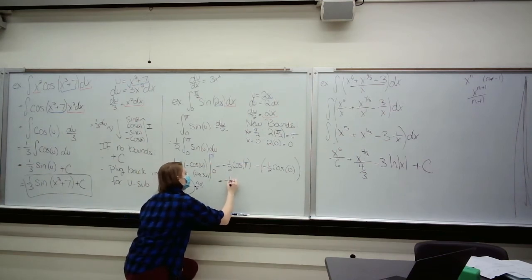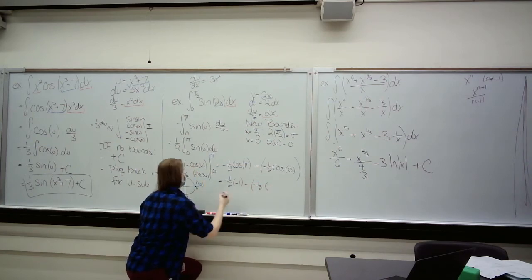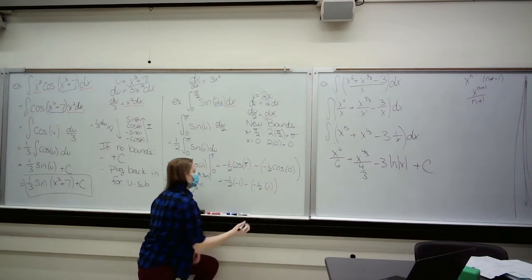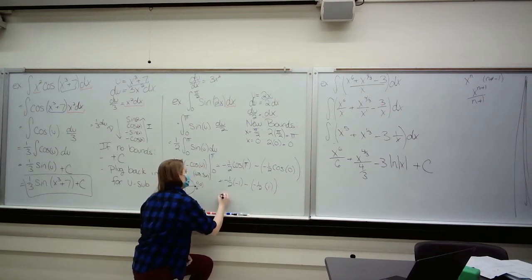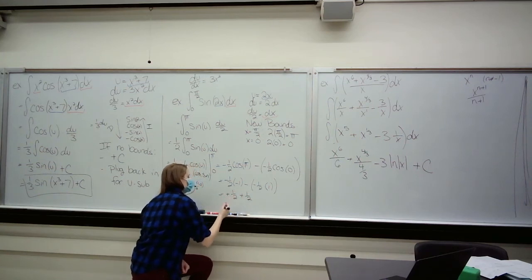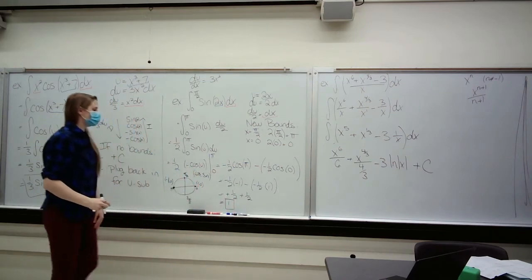So negative 1 half times a negative 1 minus negative 1 half times 1. So I'll have a minus 1 half plus a 1 half. It would be positive, sorry. That's a positive 1 half plus 1 half. So equals 1.